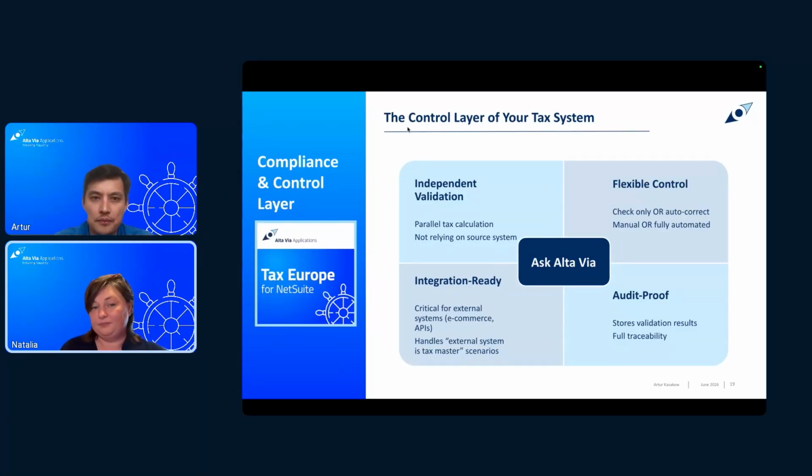Once again, to reiterate everything here, we have an independent validation of all transactions on every level. You can flexibly control what is happening with your transactions. You can either check it or autocorrect. It can be manual or fully automated. It doesn't mean that you need to push the Ask Alta Via button on every transaction. There can also be automated workflows.